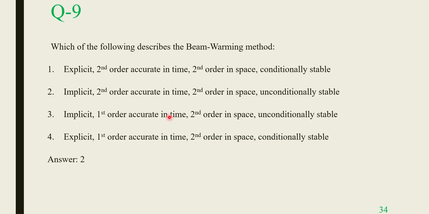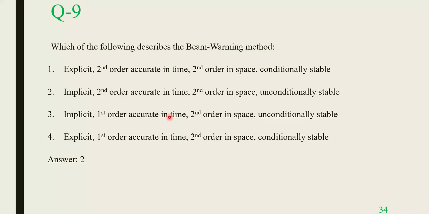Now we'll look forward to question 9. In question 9, it is asked: which of the following describes the beam warming method? First option is explicit, second order accurate in time, second order in space, conditionally stable. And option 2, it is implicit, second order accurate in time, second order in space, unconditionally stable.